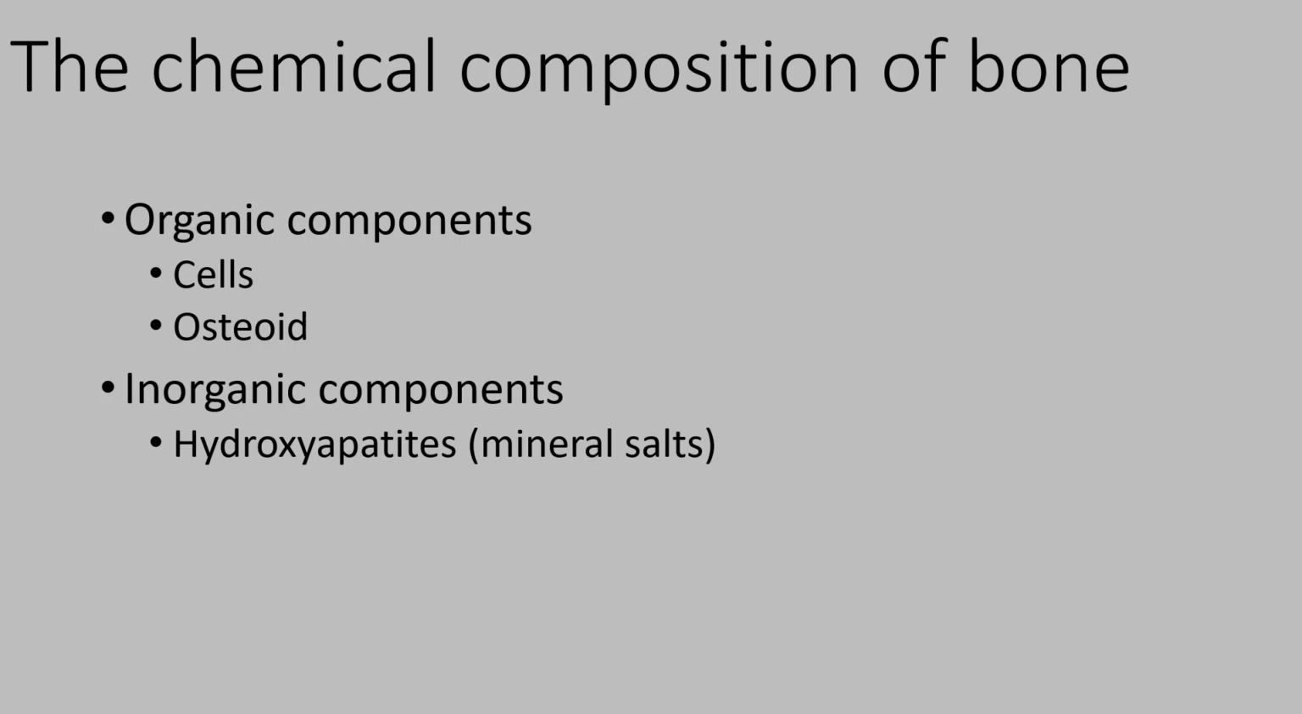Osteoid is the kind of gelatinous extracellular matrix that contains things like proteins. The inorganic components, the hydroxyapatites, are mineral salts. These are things like the calcium and the magnesium and the phosphate. This is what gives bone that kind of crystalline feel. If we didn't have the hydroxyapatites, those mineral salts, if we only had osteoid, bone would be very gelatinous, very jelly-like.